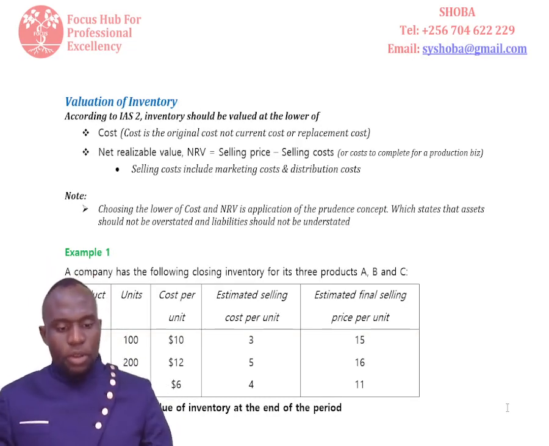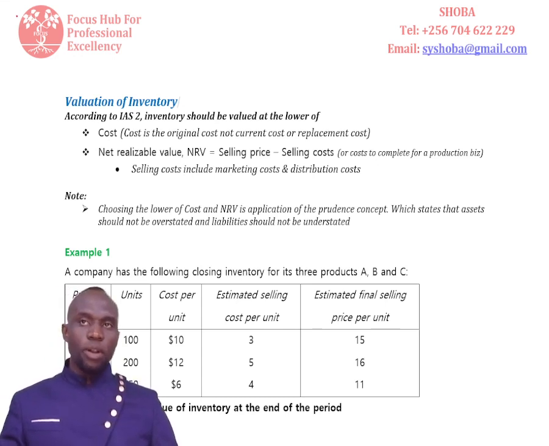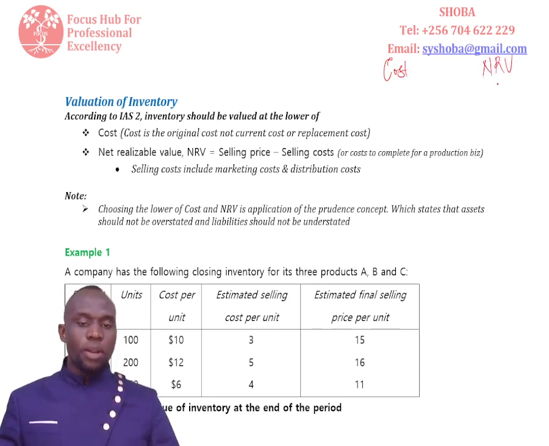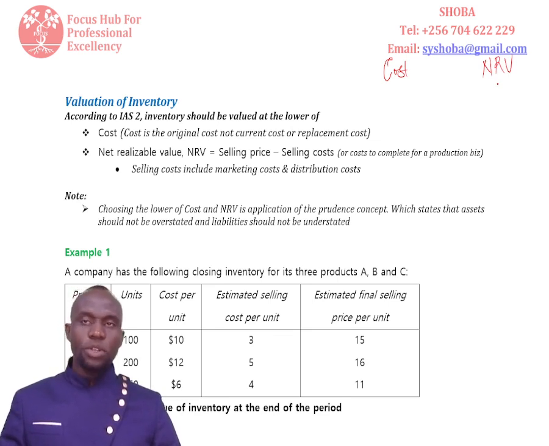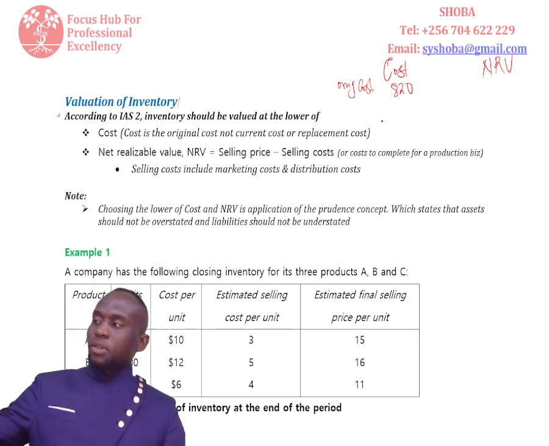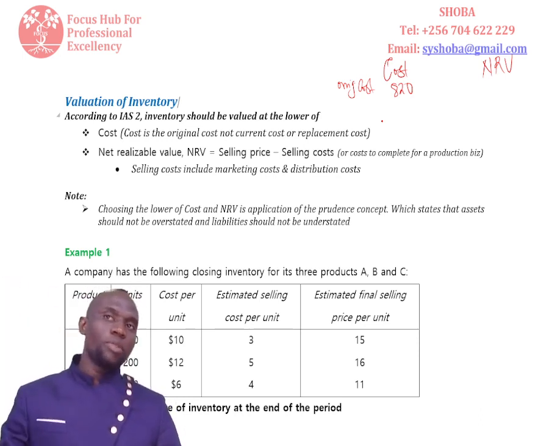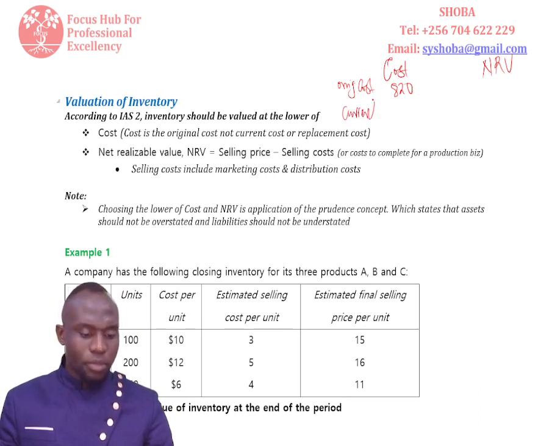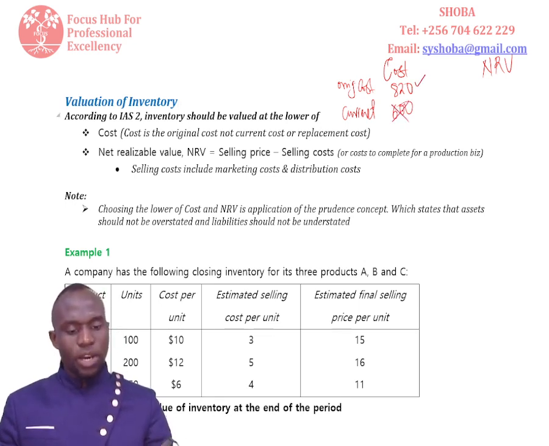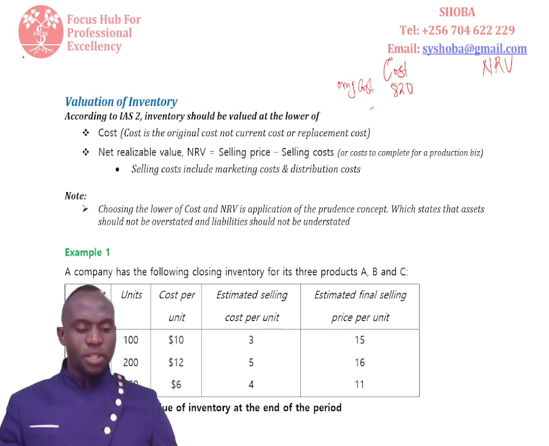Valuation of inventory. Now, according to IAS 2, inventory should be valued at the lower of cost and net realizable value. Now, the standard says cost should be the original cost, not current cost or replacement cost. Assuming we are buying a phone and the original cost is maybe $820, so this phone, we bought it at $820, but if we are to buy a new one, the current cost is maybe $600. So the standard says cost is original cost, not the current or replacement cost. So this phone we are talking about, we originally purchased it at $820.